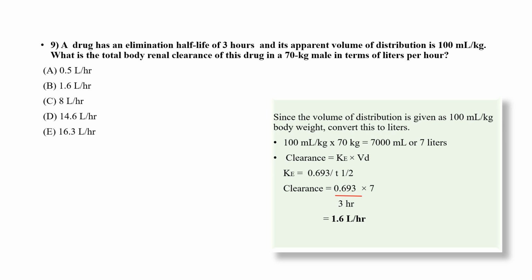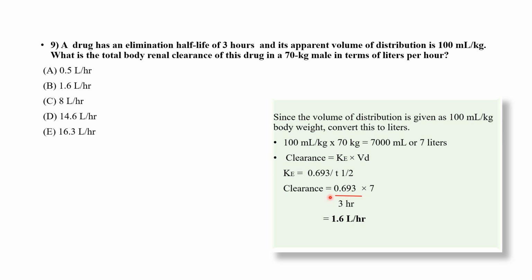Since the volume of distribution is given as 100 ml per kilogram, that is in body weight, we need to convert this into liters. So 100 ml per kilogram into 70 kg, which is the body weight of the patient, is equal to 7000 ml or 7 liters. So the equation for calculating clearance is equal to Ke into Vd, where Ke is the elimination rate constant and Vd is the volume of distribution. And the equation to calculate Ke is equal to 0.693 divided by T half. T half means the half-life. So substituting all these values, we can calculate the clearance value.